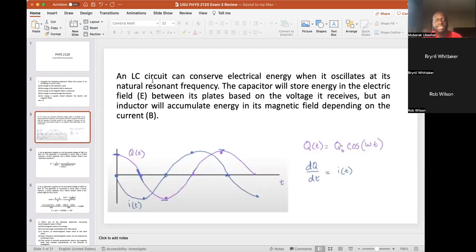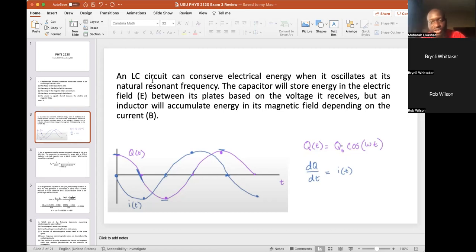An LC circuit can conserve electrical energy when it oscillates at its natural resonant frequency. The capacitor will store energy in the electric field between its plates based on the voltage it receives, but the inductor will accumulate energy in the magnetic field depending on the current. So this is what's going on. We can conserve electrical energy inside the capacitor, and we can conserve magnetic field energy inside the inductor.